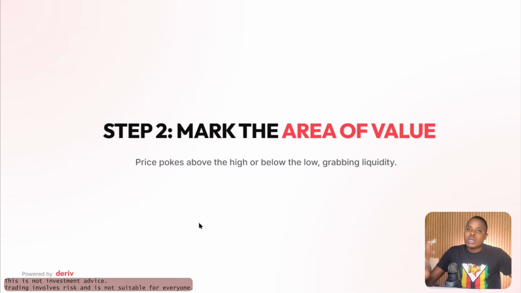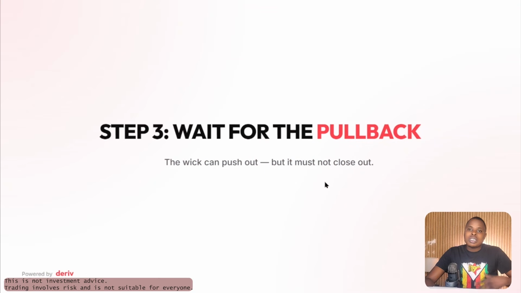We want to go to step 2, which is marking the areas of value. So what is the area of value? The area of value is when the price pokes around a zone for some time. It can be a higher zone to grab liquidity, it can be a level of pullback, it can be the low of the previous day, whatever it is, but it needs to be an area of value. Once we get to the area of value, we'll look into the pullback.